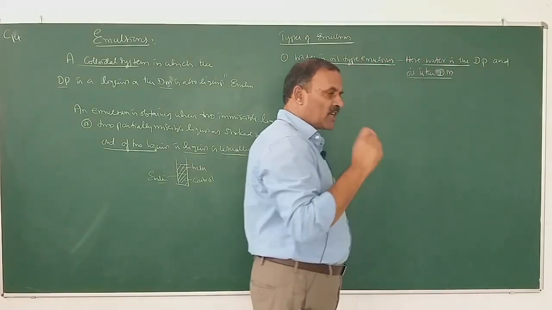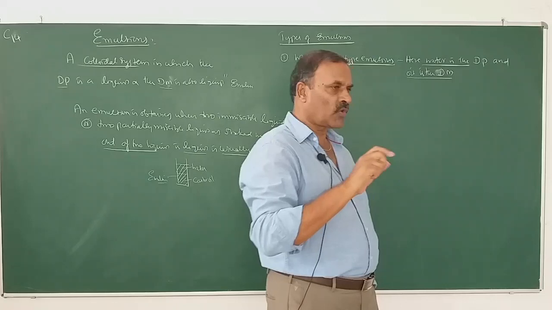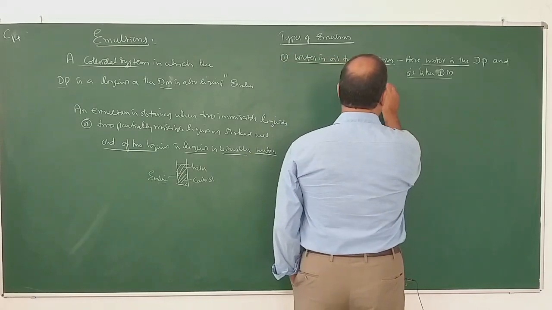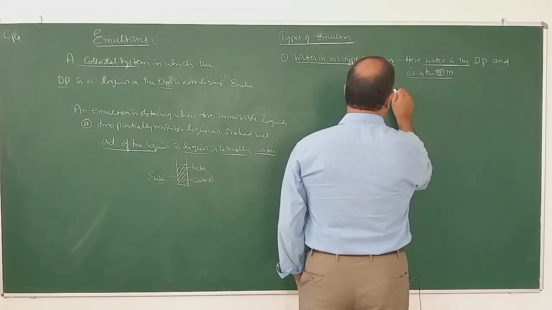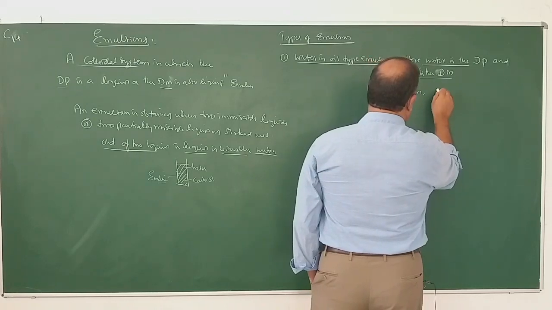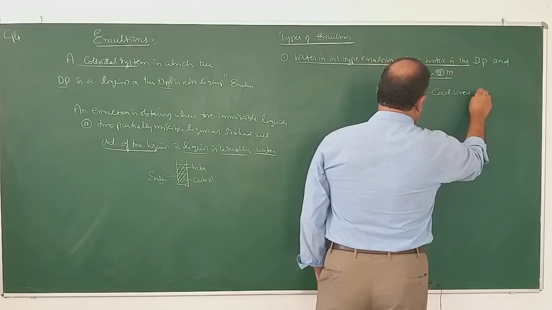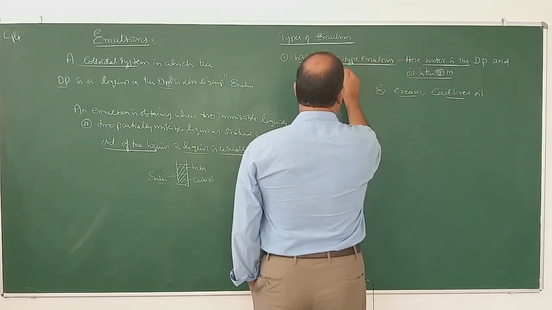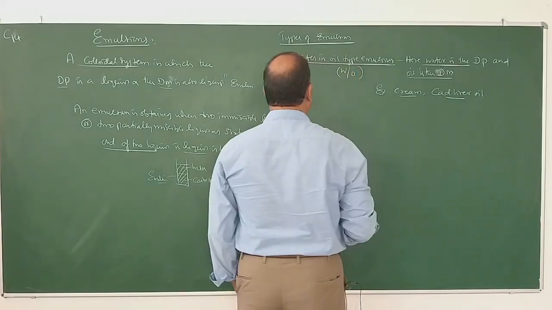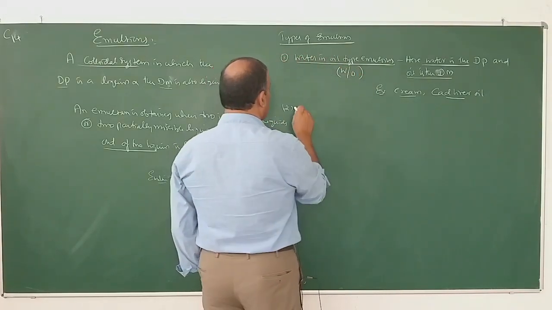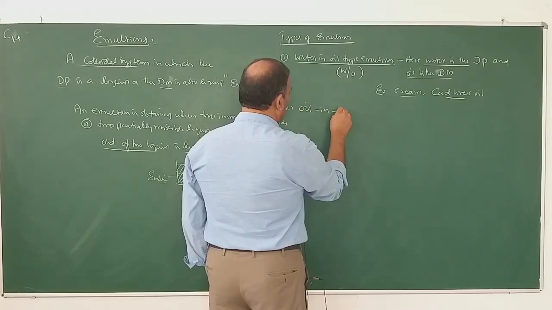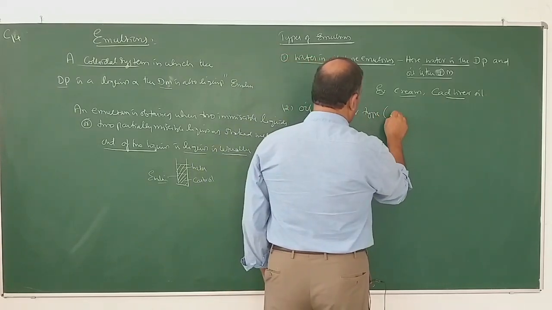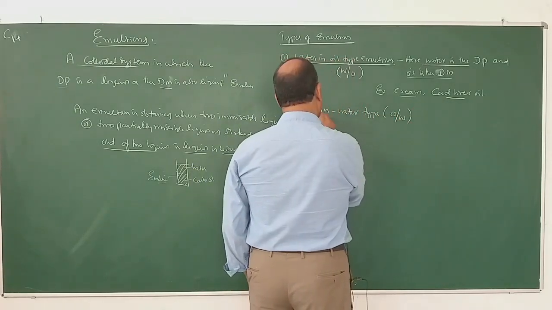That means if a little water is shaken with a large amount of oil, you will get water in oil type emulsion. Examples for water in oil type emulsion are cream and cod liver oil. They are also represented as W by O. The second type of emulsion is oil in water type. It is represented as O by W.